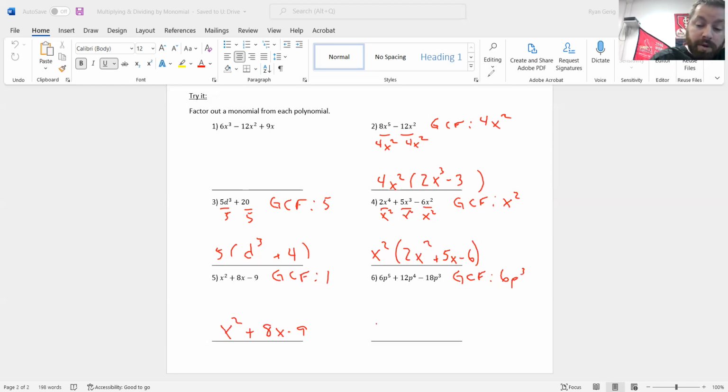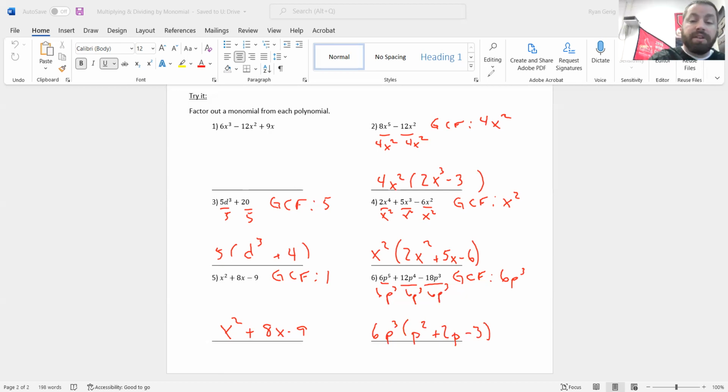And then the last one here, the GCF on this one is 6p to the 3rd. Okay, we'll go ahead and write that on the line. Divide everything by that GCF. Six divided by 6 is 1. 5 p's, take out 3 p's, you're left with 2 p's. 12 divided by 6 is 2. P to the 4th divided by p to the 3rd. Had 4, take 3 out, left with 1. Negative 18 divided by 6 is negative 3. No p's left over.